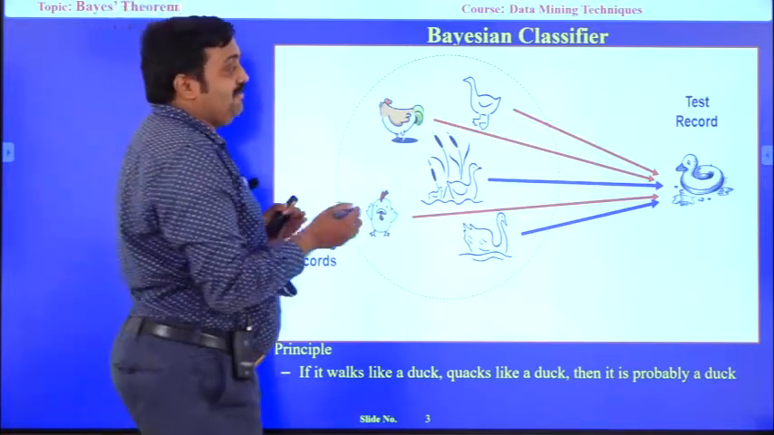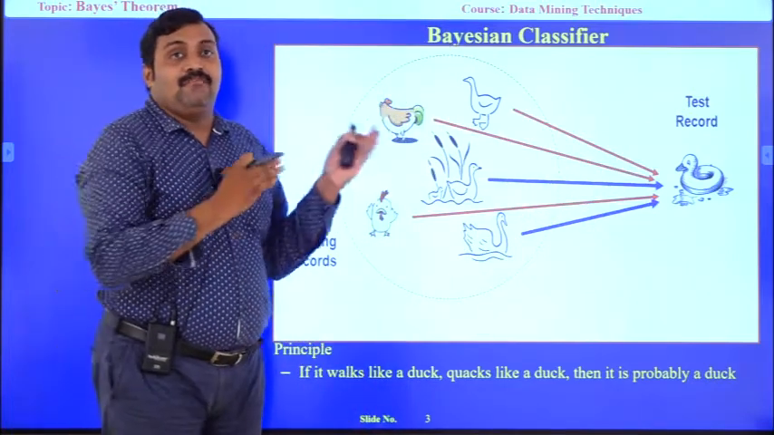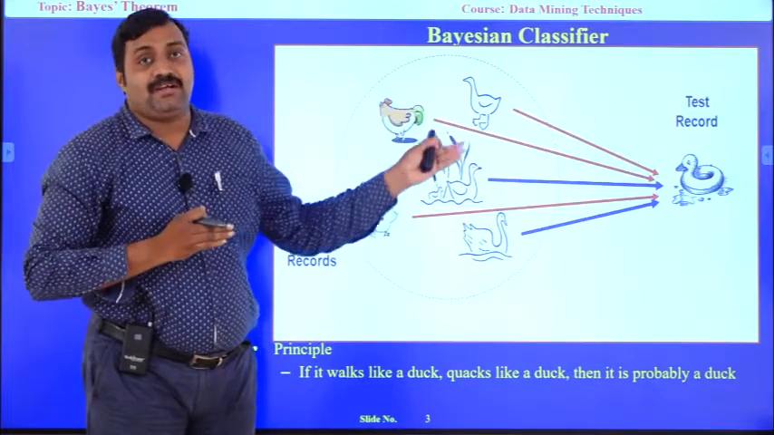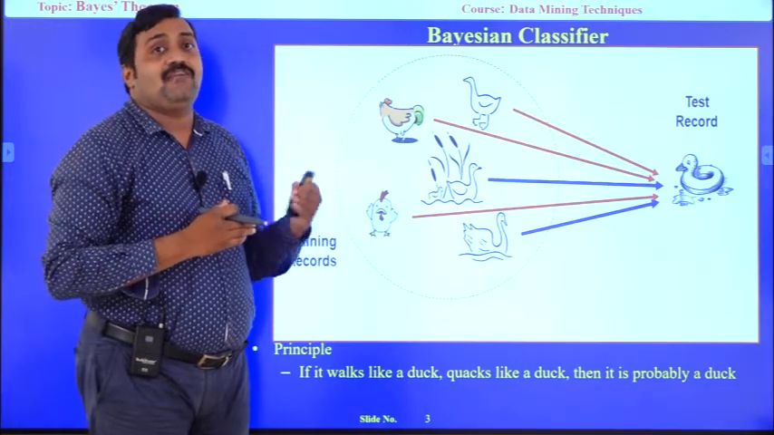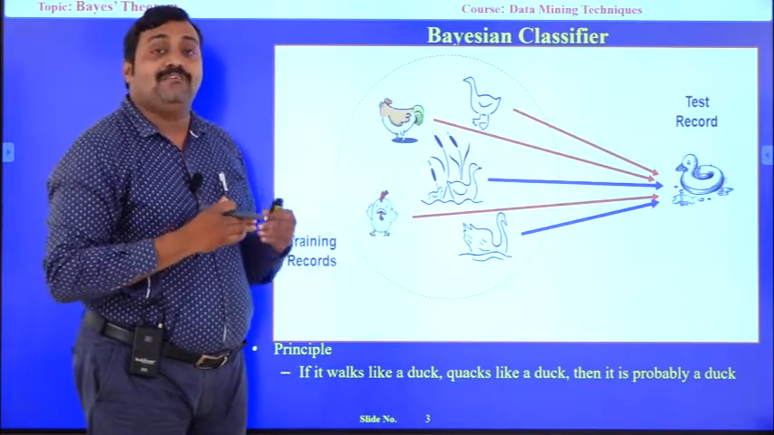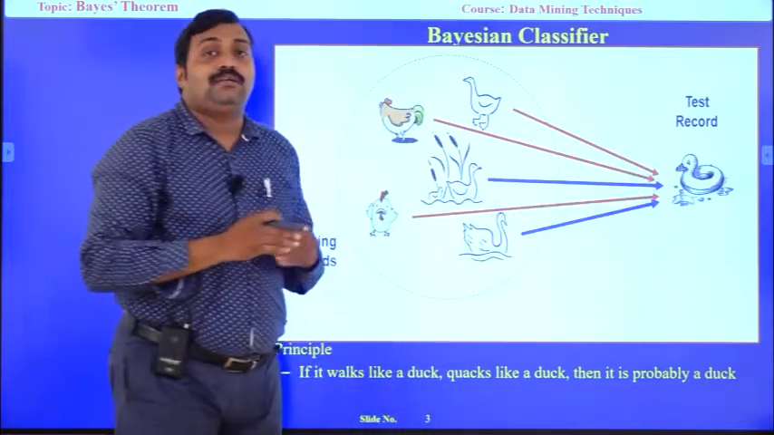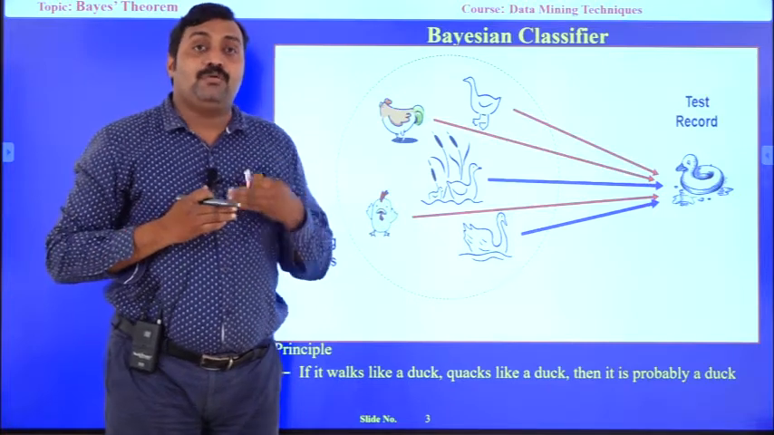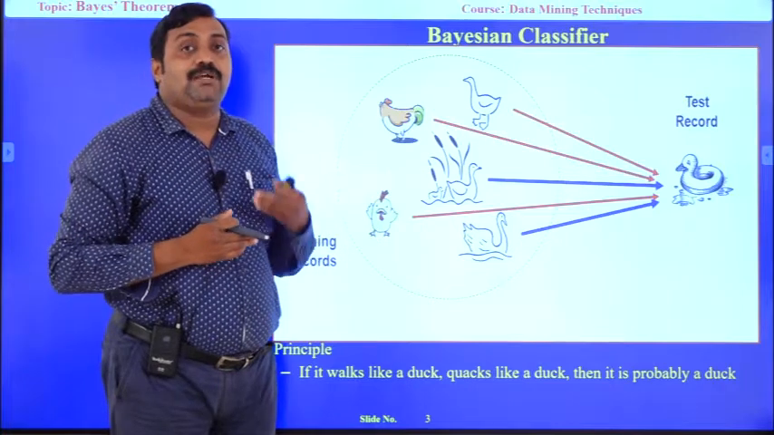That means whenever a new bird enters the pool, we need to classify what kind of bird it is, what its name is, which class it belongs to. How are we going to classify? We know the style of a duck: it walks like a duck and quacks like a duck, so we can probably say that this bird object belongs to the duck class. So based on probability, we can classify any new object that enters the database.